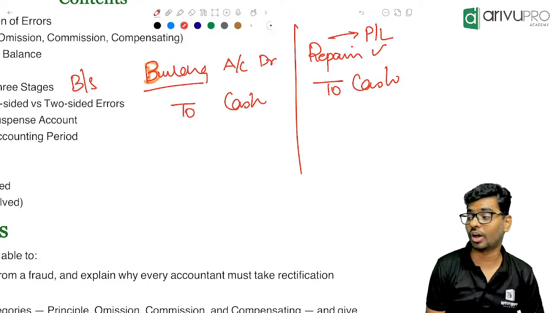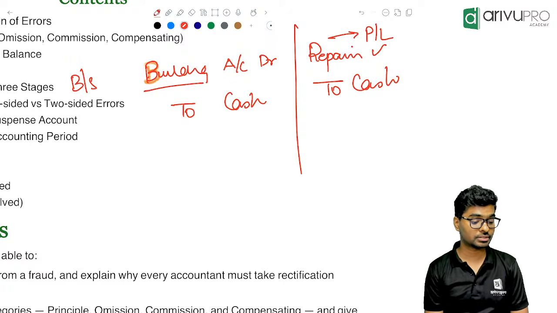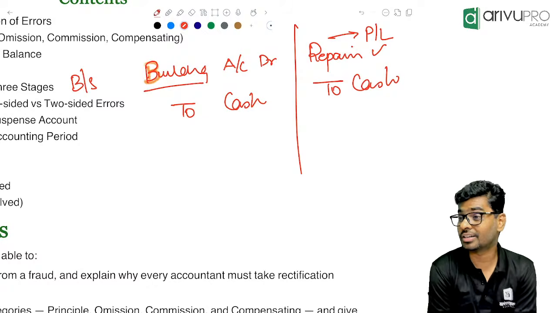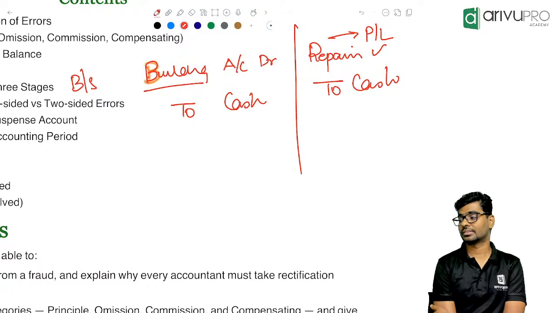Online folks, did you all understand error of principle? Sanjana, Arjun, Anisha, Tejasri.